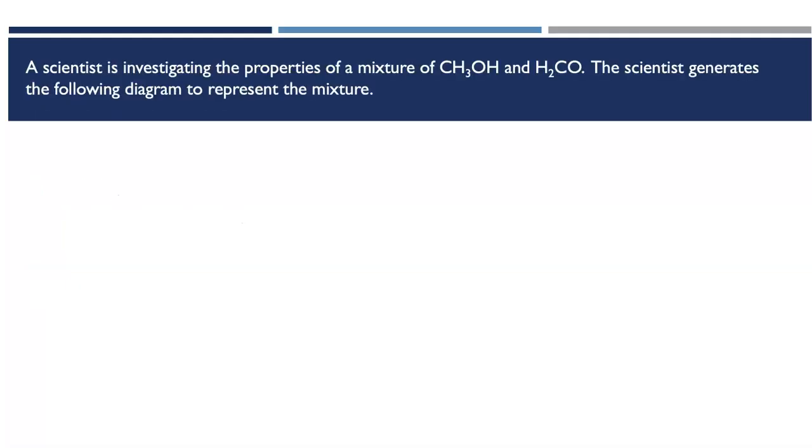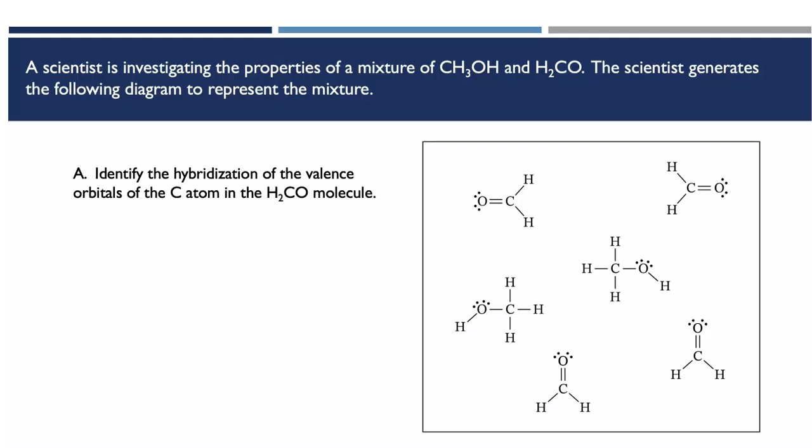A scientist is investigating the properties of a mixture of CH3OH, which is methanol, and H2CO, which is formaldehyde. The scientist generates the following diagram to represent the mixture. Part A of the question asks, identify the hybridization of the valence orbitals of the carbon atom in the H2CO molecule. Well, there are several H2CO molecules in the drawing.